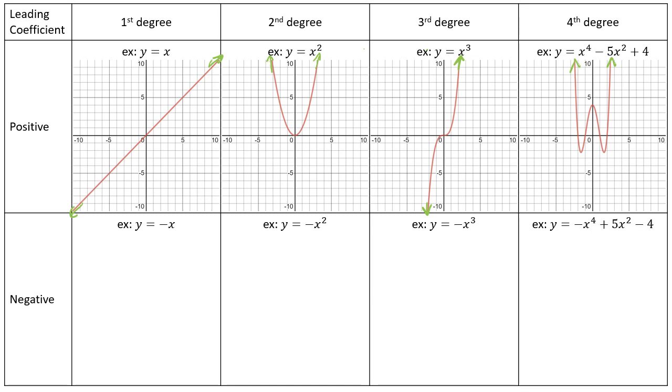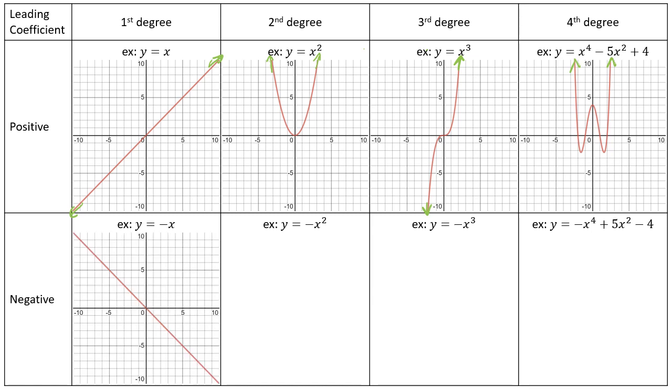Now in the bottom row we have the same functions, the same graphs, except we're multiplying everything by -1. So we know from transformations that that's just a vertical flip, right? But the leading coefficient here, the coefficient in front of the highest degree term, is now negative. Consequently, we have the opposite happening with the end behavior. Whereas with y equals x, we started in the bottom left and went to the top right, now we are starting in the top left and going to the bottom right.